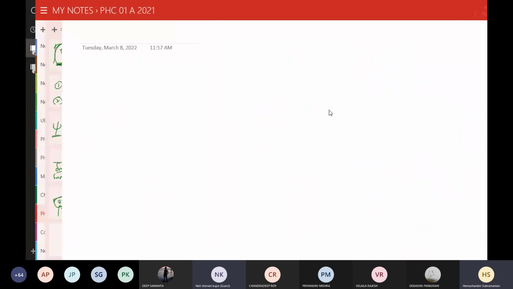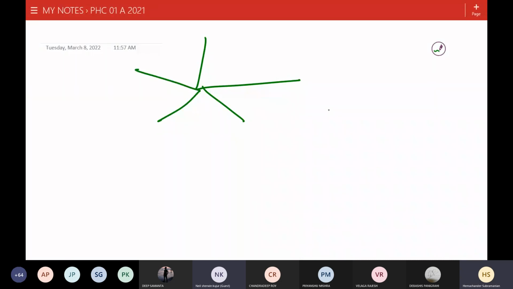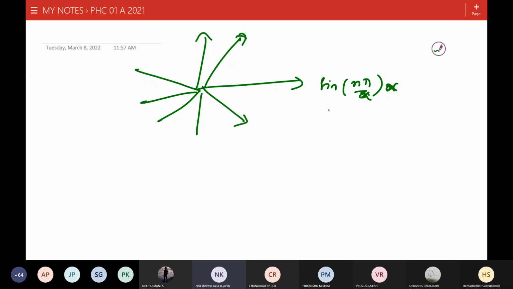Now you have an infinite dimensional vector space where each vector is a sine function, sine n pi x over a. Each vector is a sine function. Now, what if I have to denote a general vector? These are all unit vectors. It's like i, j, k, l, m, n, whatever. These are the unit vectors.